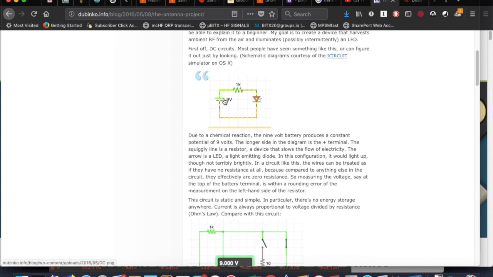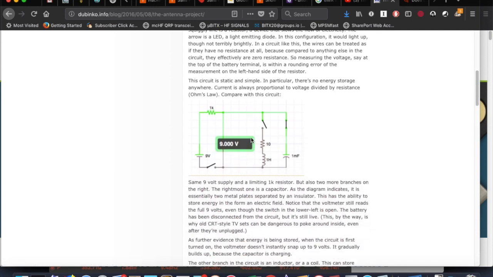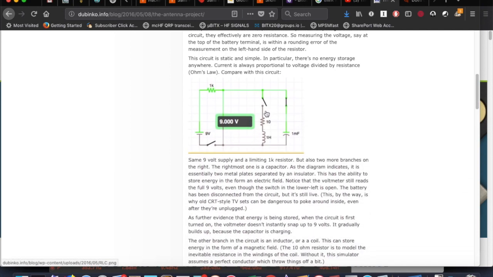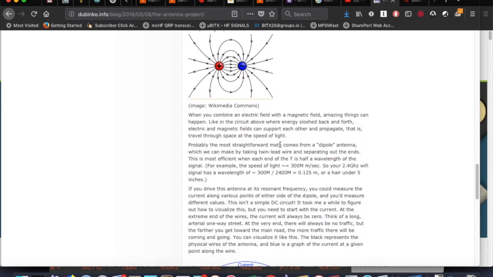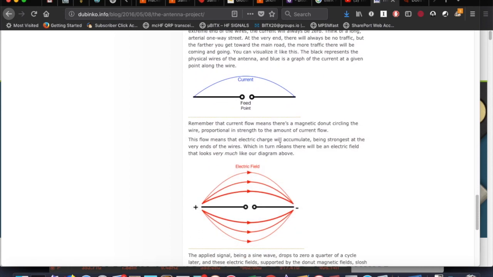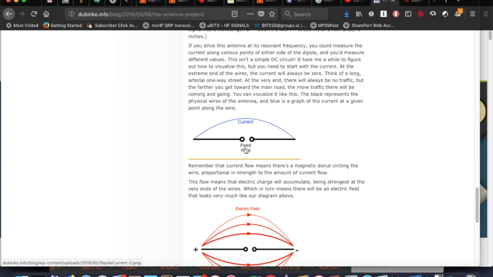Again, positive is on top. It's the longer one. We talk about what happens if you start switching this on and off. Talk about the right-hand rule. Talk about charges. What it ends up with is this. So we're feeding a signal in at the feed point here, and the signals are going out through these two wires. The length of these wires are tuned so that it is a total of half of a wavelength of whatever the frequency is that we're putting into it.